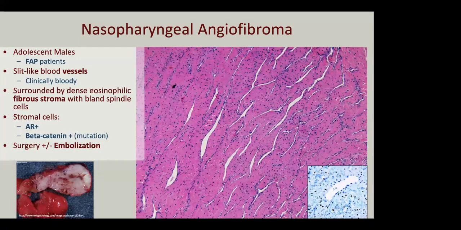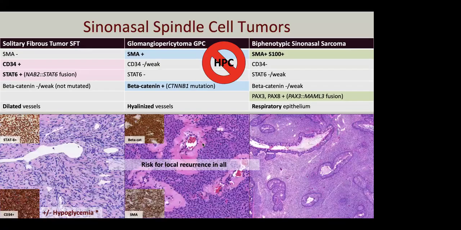Nasopharyngeal angiofibroma is a mesenchymal tumor of the sinuses that occurs usually in adolescent males, sometimes associated with familial adenomatous polyposis. Slit-like blood vessels, very richly vascular, lots of nosebleeds in these patients. With this background fibrous stroma, the cells of the background stroma are positive for androgen receptor and beta-catenin, so you can pick them out in that way. These are often embolized prior to surgery, so you might see embolic beads in the lumen of the vessels.